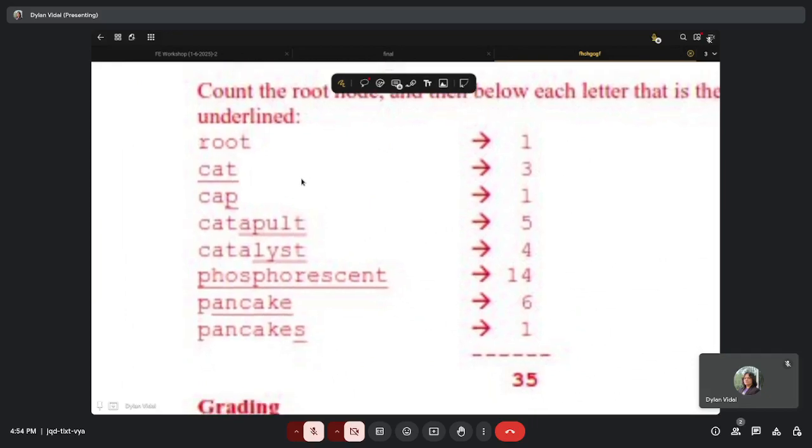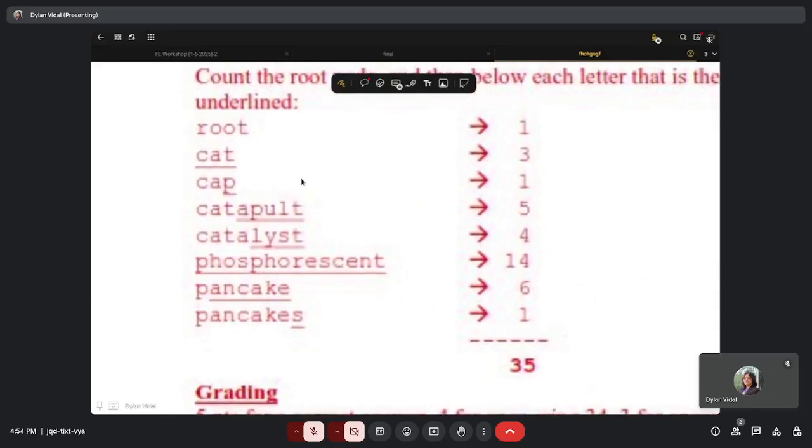Same thing for catapult. We already have the C, A, and T from before, so we just add apult, which is 5. Same with catalyst. Phosphorescent, there is no P ever introduced in this trie, so we can add the entire length of the word, 14. Pancake, we only have 1 letter, the P. The rest is new. And then pancakes is just going to add 1 letter. It's actually going to get us 35.